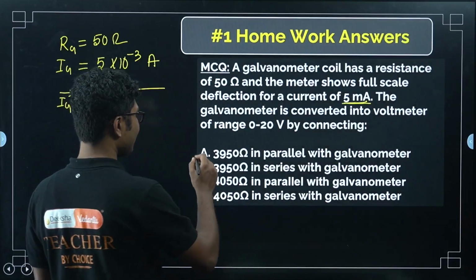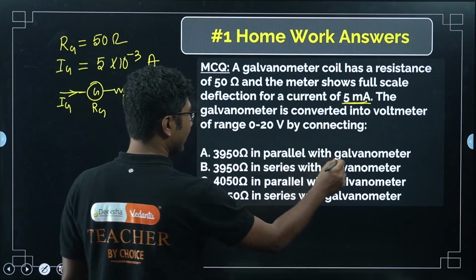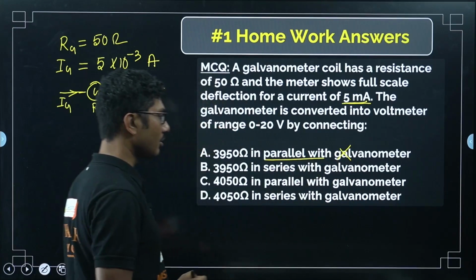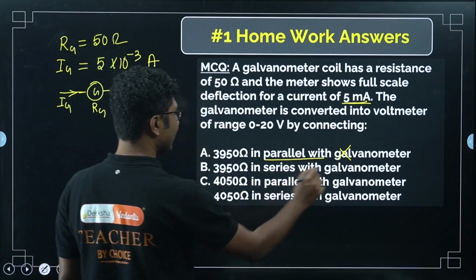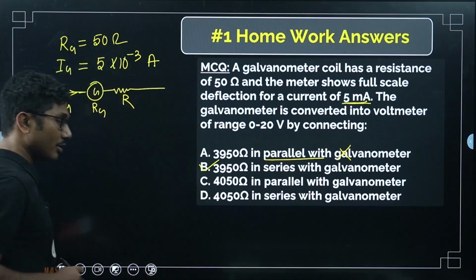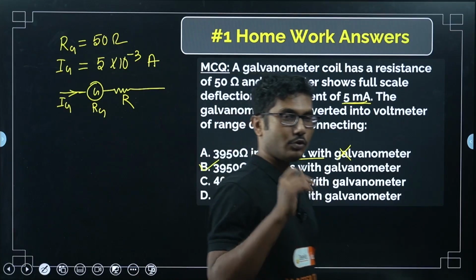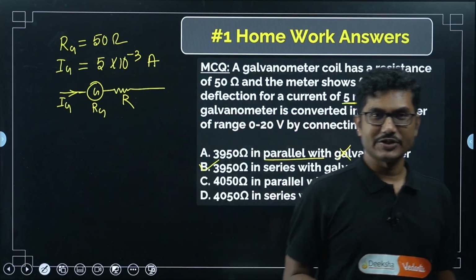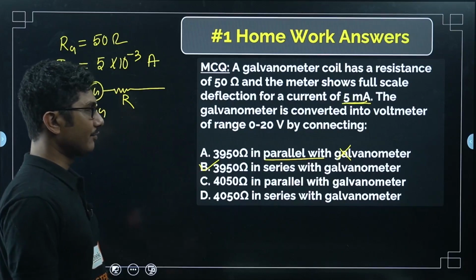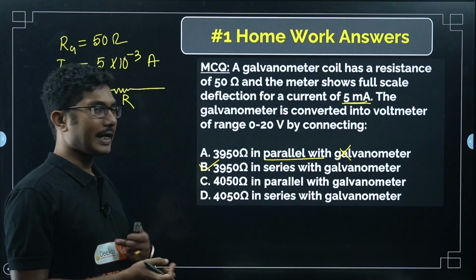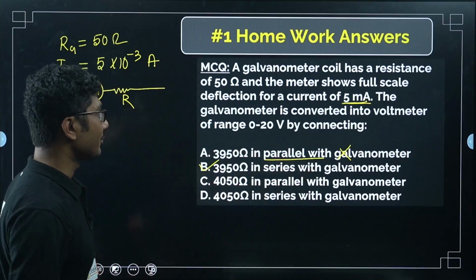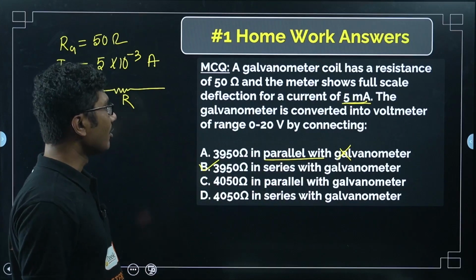The first option is 3950, but it says parallel to the galvanometer, which is wrong. Parallel to the galvanometer is not correct. Series with the galvanometer is correct. As we know, to convert a galvanometer into a voltmeter, we have to connect a high value resistance in series. So the correct answer is option B. Be careful. Don't just look at the option and tick it. You have to check whatever else is given in the question. Right. Now let's move on.